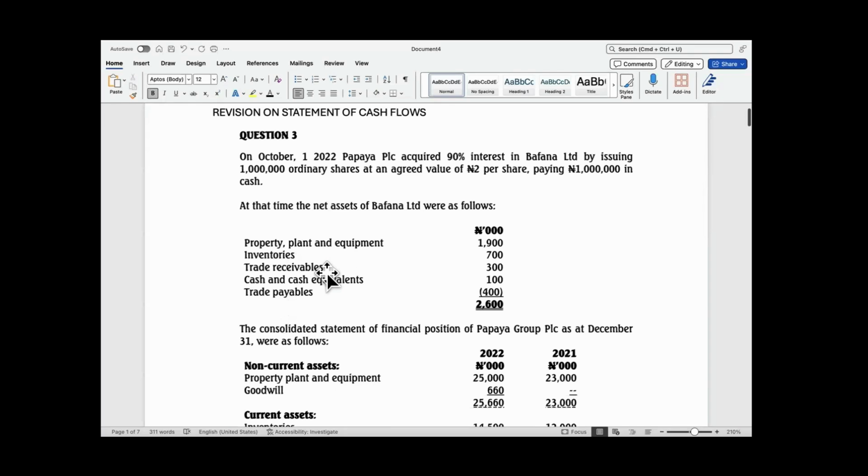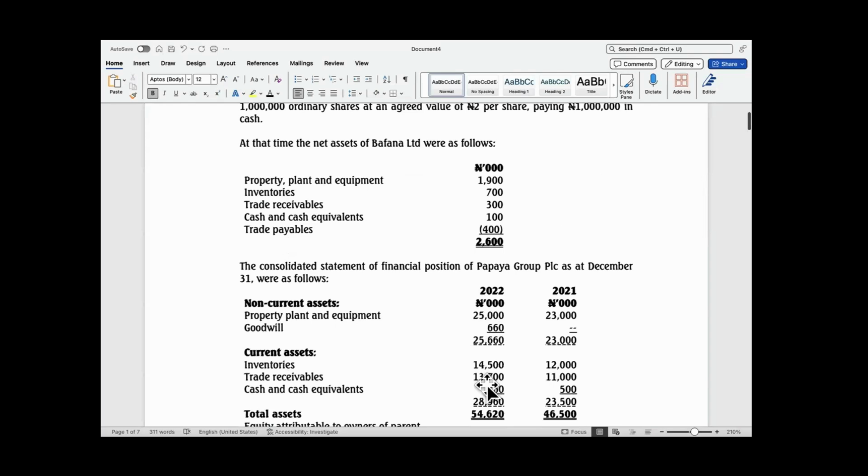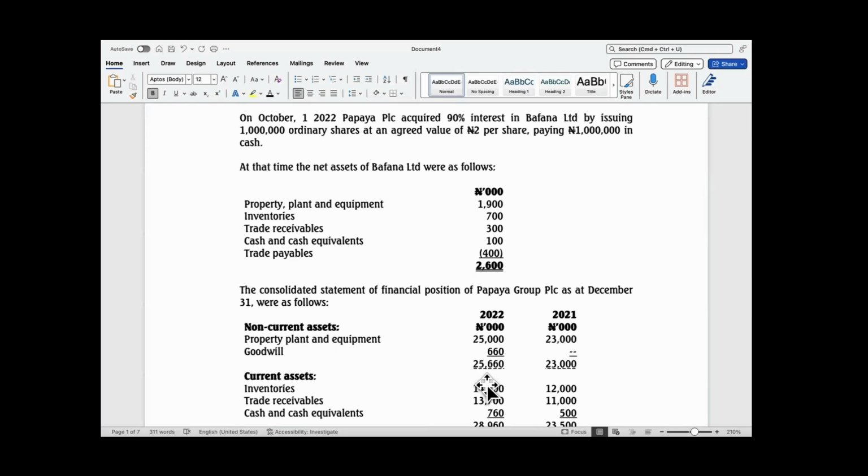Then I can easily get how they determined this goodwill, even though that is not necessary. But can you tell me how this 660 was determined? I know you have done group. Most of you are gurus in group now. How did they determine this 660? It's not necessary, you don't have to do that in the exam. So just tell me. Let me answer.